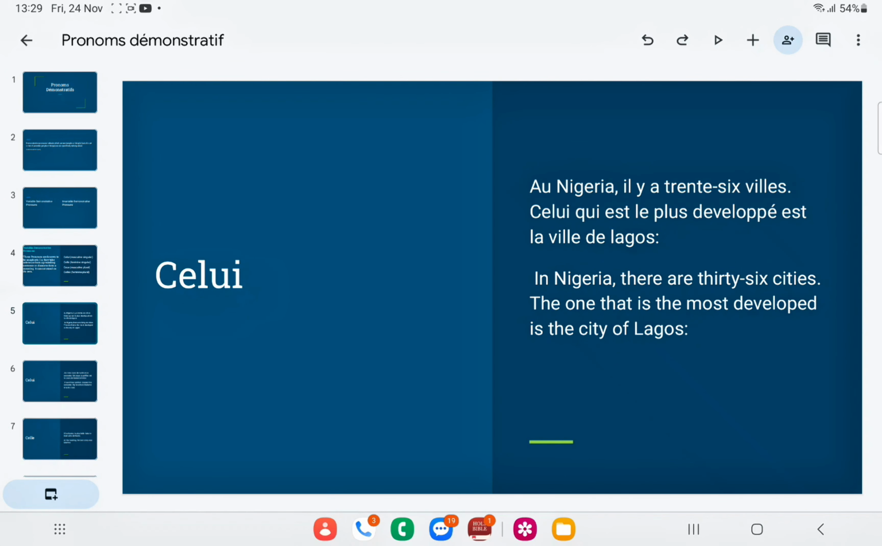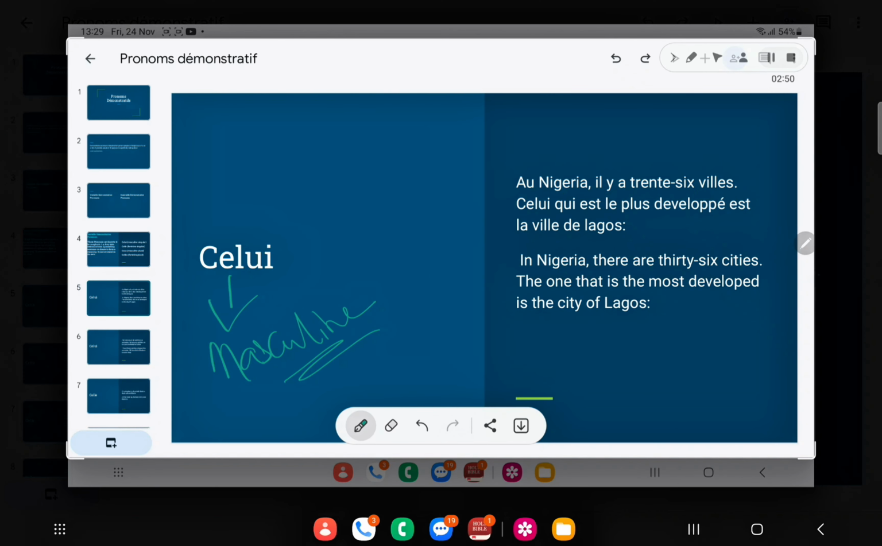So we'll start with celui. Let's look at this sentence. Au Nigeria, il y a 36 villes. Celui qui est le plus développé est la ville de Lagos. So here we have 36 villes being replaced with celui.